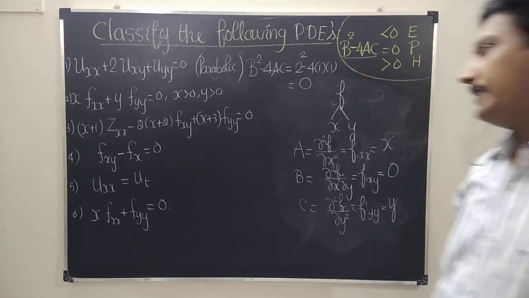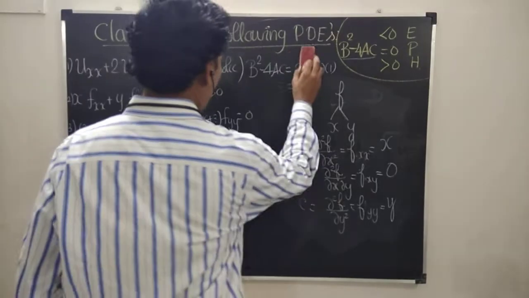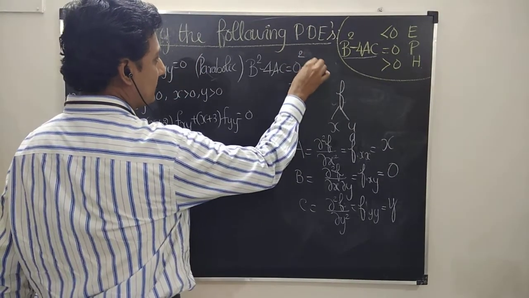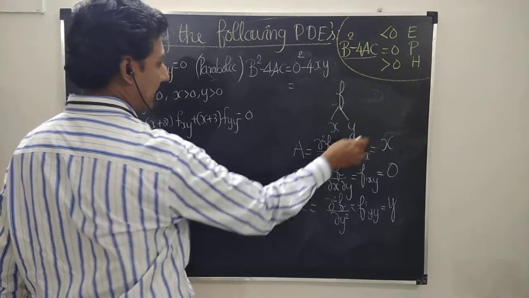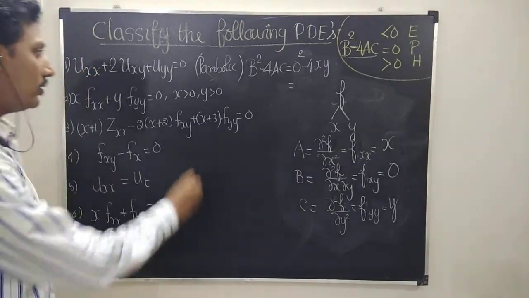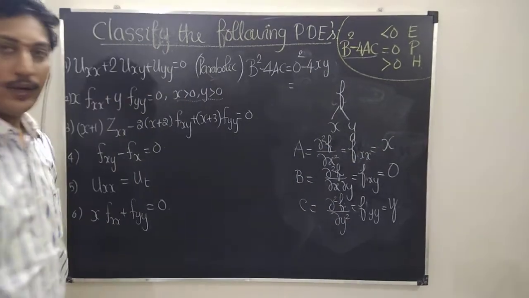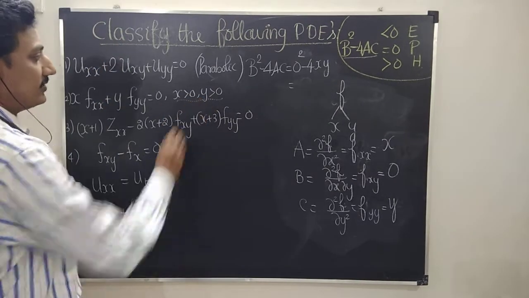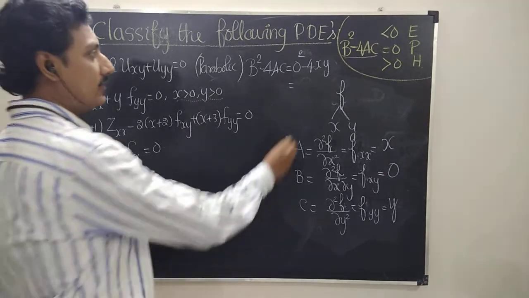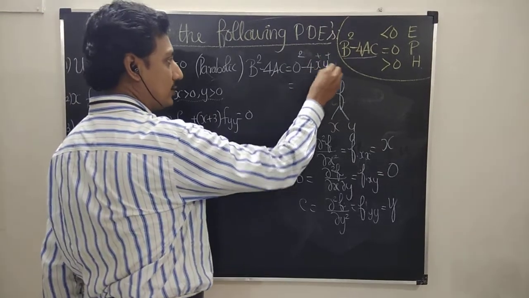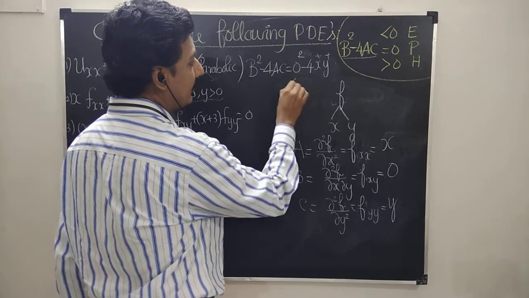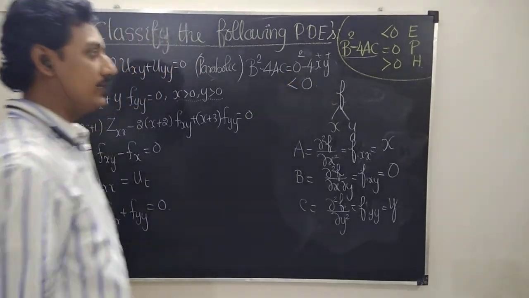Now find out b squared minus 4ac. What's b squared minus 4ac? B squared is 0, minus 4 into x into y, because a equals x and c equals y. What about x and y? X and y are positive. It is given in the equation itself, the range of x and y are positive. So xy is also positive, but minus 4 is negative. So b squared minus 4ac is negative.